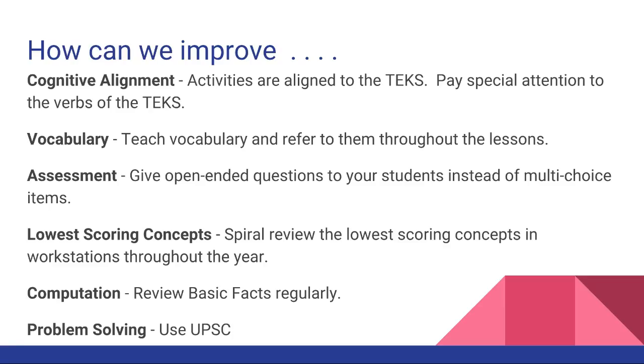So how can we improve? Some things to consider are cognitive alignment. When you select an activity, make sure they're aligned to the text. Pay special attention to the verbs of the text. If it says represent, make sure that we're representing in that particular activity. Vocabulary is very critical. We need to make sure the kids know the vocabulary. So teach the vocabulary and refer to it throughout your lessons.